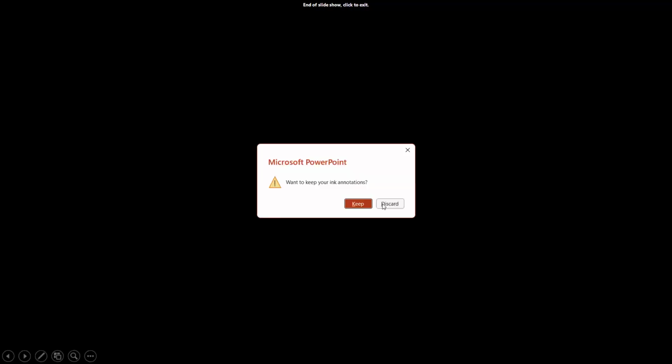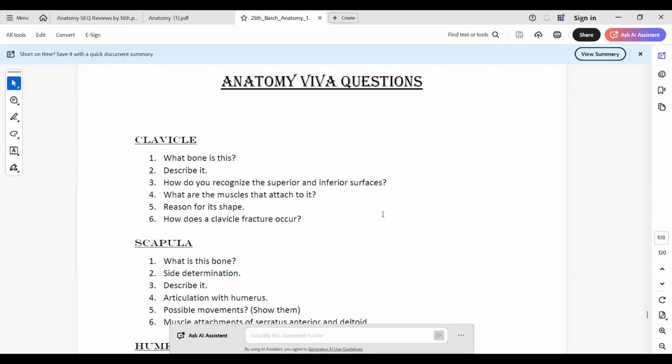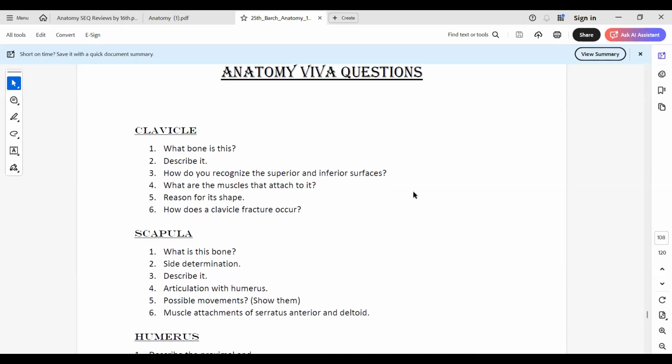Okay, here I will show some of the things they usually ask in the anatomy Viva questions. So I will share this one.